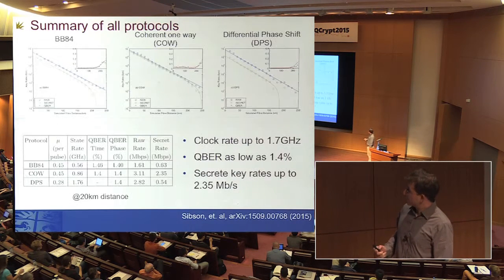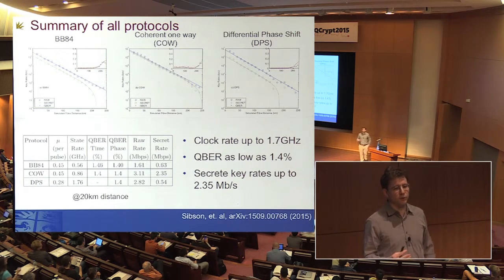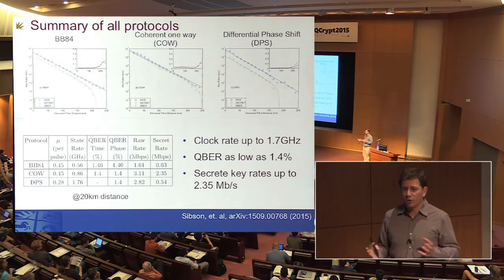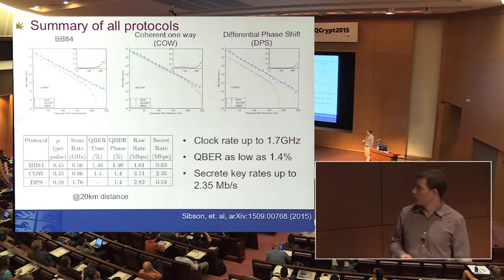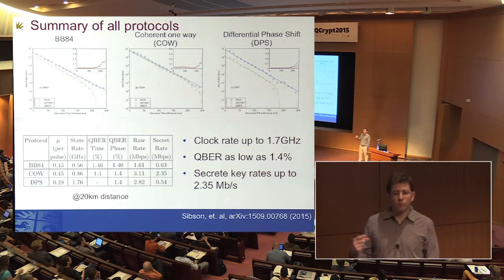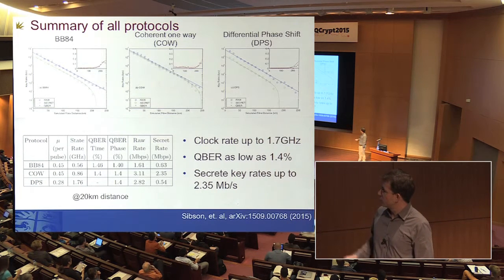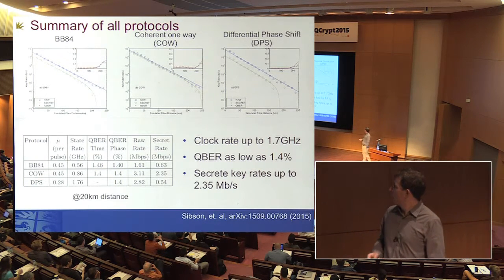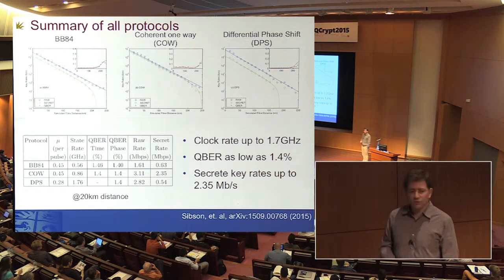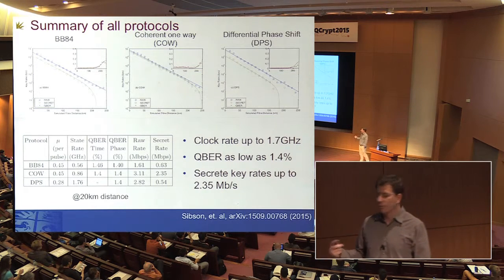We've also, because of the reconfigurability of the device, not looked at just the BB84 protocol, but we can run pretty much any protocol we want on this device. And so we've reconfigured it to allow us to look at the coherent one-way protocol, the differential phase shift key protocol. Again, getting really good performance from each of these different protocols. So we're operating devices up to clock rates of around 1.7 gigahertz. We're getting bit error rates as low as 1.4%. We're getting key generation rates of up to 2.35 megabits per second. So all in all, very high-end performance from these devices.